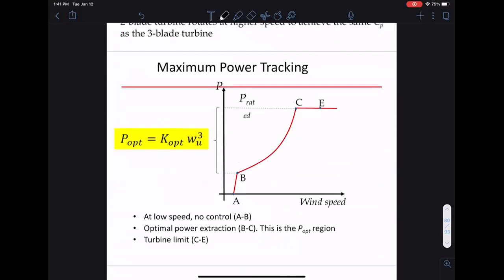So maximum power tracking, if you look at the curve, is basically trying to maintain us at a high power region, or to get as much power out as possible. We're always doing maximum power tracking, both in wind and solar. In solar, you also do maximum power tracking, although the mechanism is quite different.